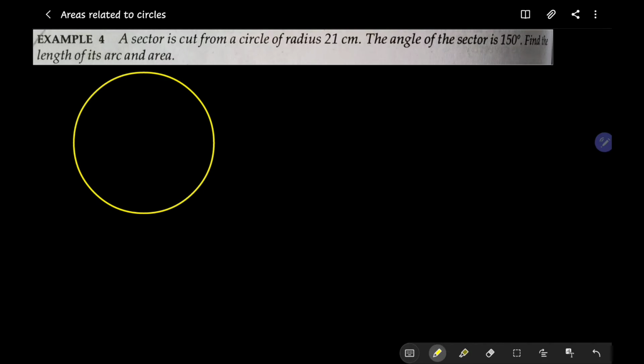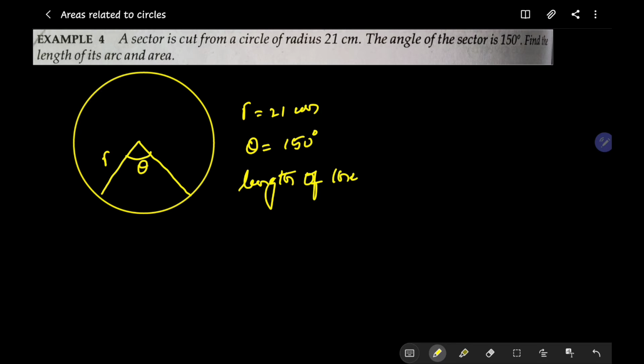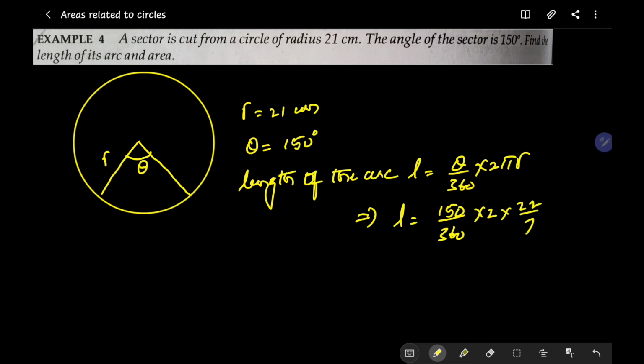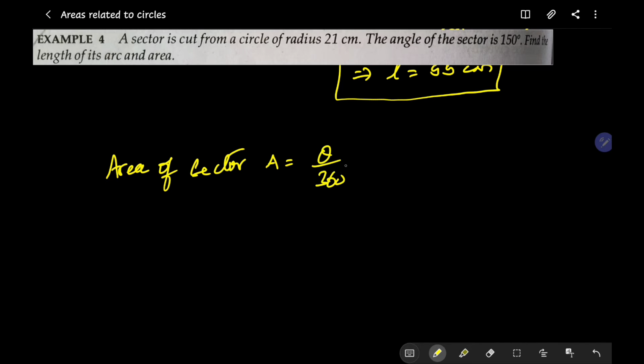This problem says that the radius of the circle is given as 21 centimeters and the central angle is given as 150 degrees. Both r and theta values are given. Apply the arc length formula and use the values given to get the L value as 55 centimeters. Similarly, use the area of sector formula theta by 360 into pi r square and substitute the values of theta and r to get the area of the sector.